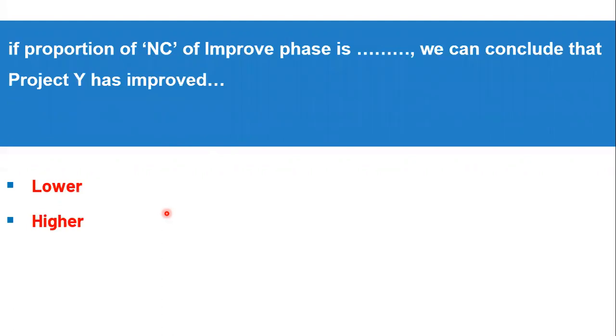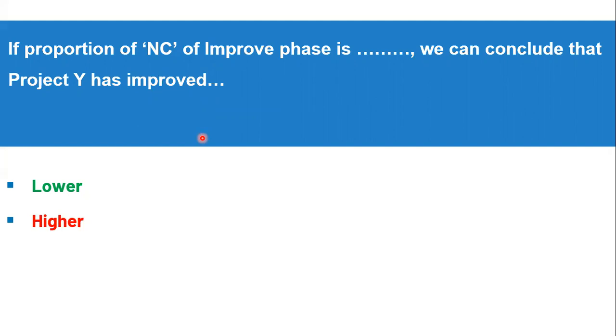If proportion of NC of improved phase is lower or higher, we can conclude that project Y has improved. So what we want: number of NCs of improved phase, or proportion of NCs of improved phase, lower or higher? And the answer is lower. If proportion of NC of improved phase is lower than proportion of NCs of major phase, we can conclude that project Y has improved, because that's what we wanted to prove. The number of NCs is supposed to be lesser in improved phase than that of major phase.